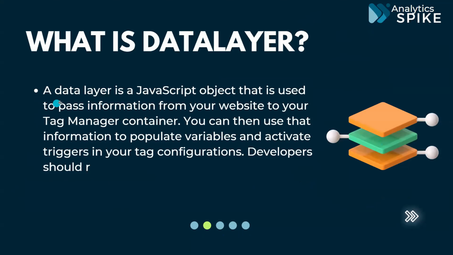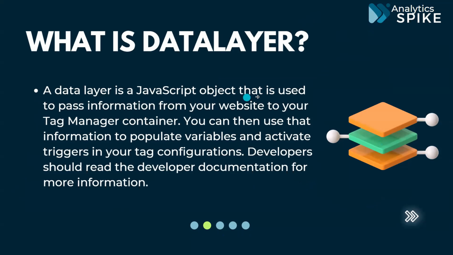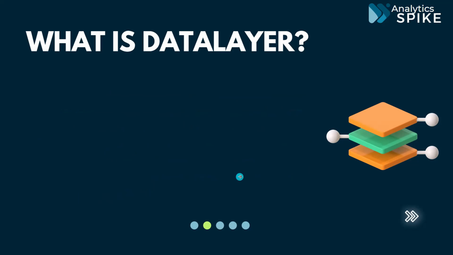What is a data layer? A data layer is a JavaScript object that is used to pass information from your website to your tag manager container. You can then use that information to populate variables and activate triggers in your tag configurations. Developers should read the developer documentation for more information.